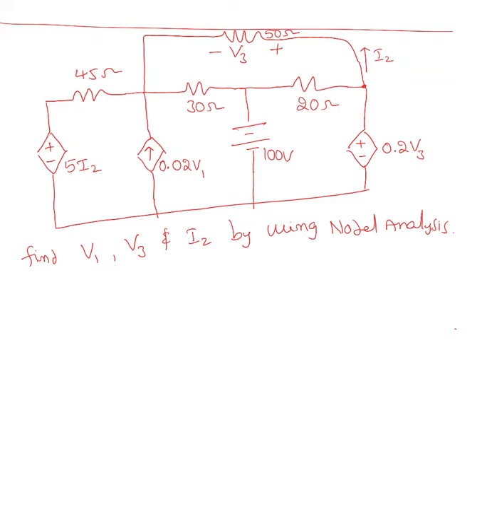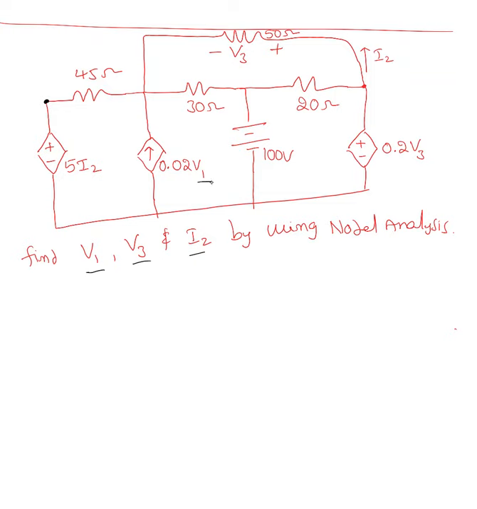Here is the next example. In this example, he's asking us to find V1, V3, I2 by using nodal analysis. So our step one is find all the nodes and then choose one of them as a reference node, right? So basically I have a node there.